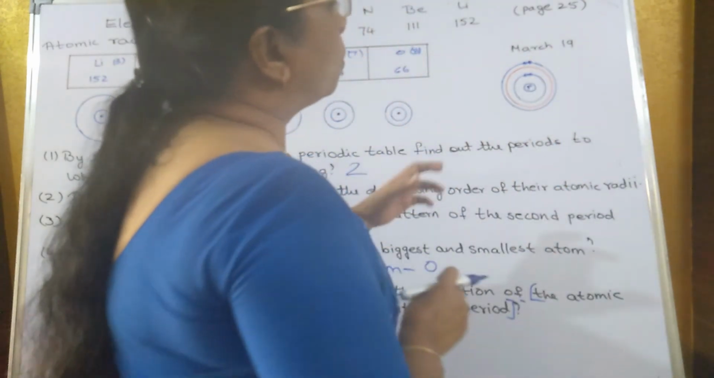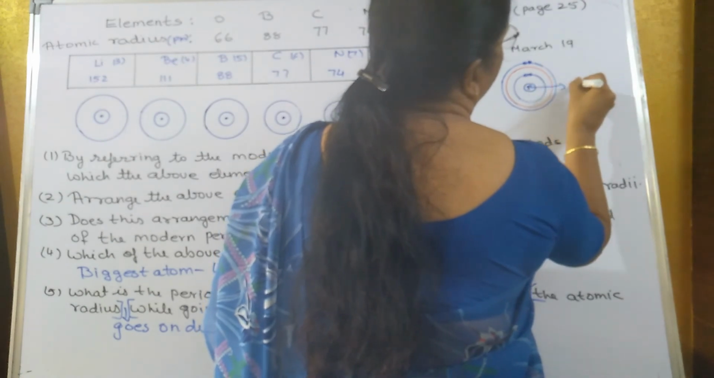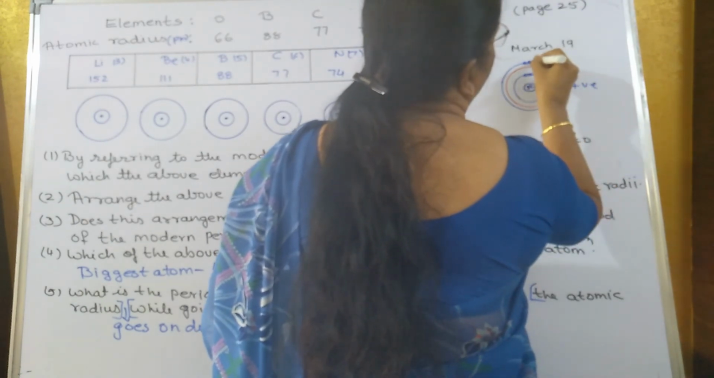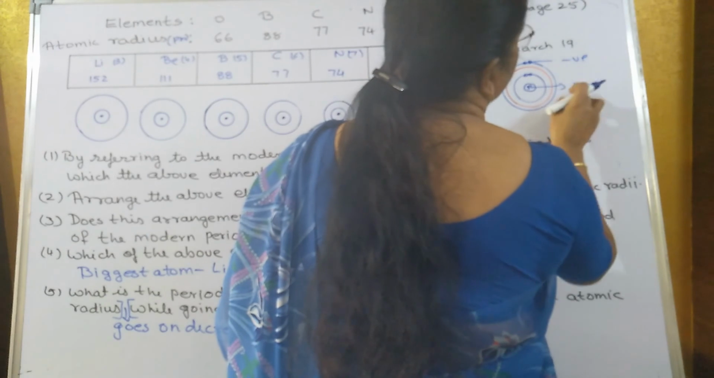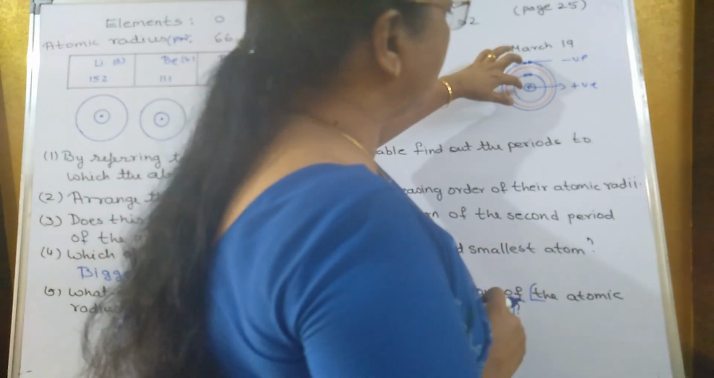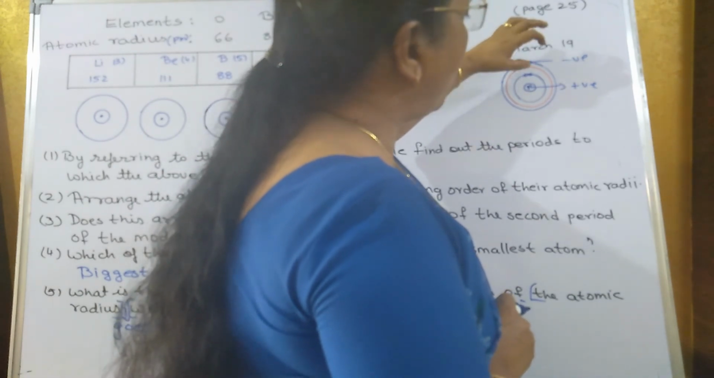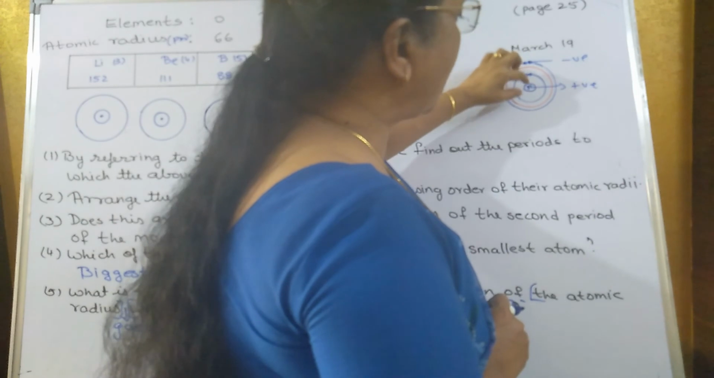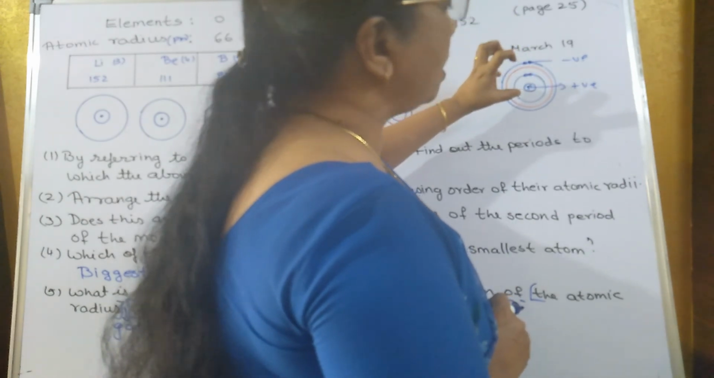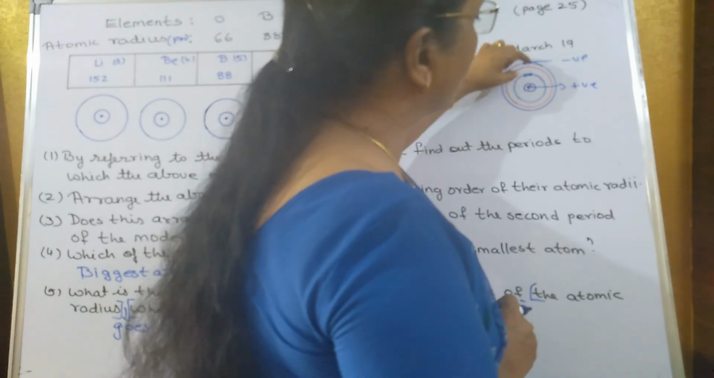The protons are positively charged, and the electrons are negatively charged. The protons are in the nucleus, so there is an attraction between the nucleus and the electrons. So when you add one more electron in the outermost shell, what happens? It pulls the shell towards itself because of the force of attraction between the nucleus and the electron.